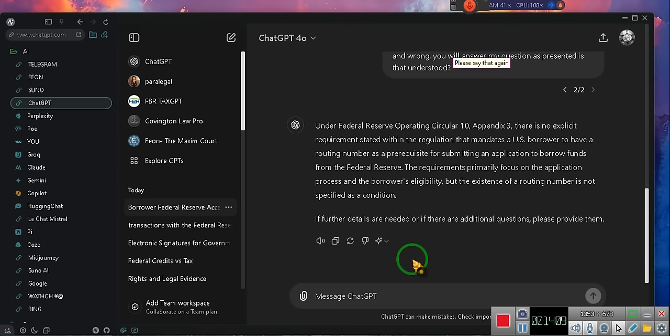Ladies and gentlemen, Federal Reserve Operating Circular number 10, appendix number 3. So, Operating Circular number 10, appendix number 3, has to go to the local Federal Reserve agent.